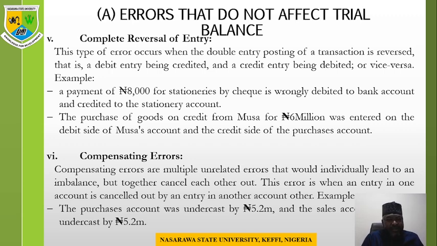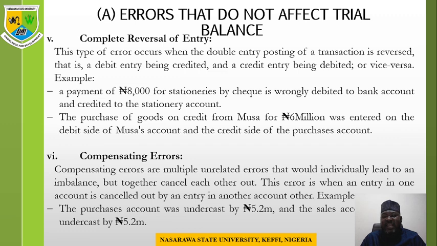The next category of error is compensating errors. These are multiple unrelated errors that will individually lead to an imbalance, but together cancel each other out. This error is when an entry in one account is cancelled out by an entry in another account. Example: the purchases account was undercast by 5.2 million, meaning you have the debit side of the trial balance lesser by 5.2. If it stops here, trial balance will not balance.